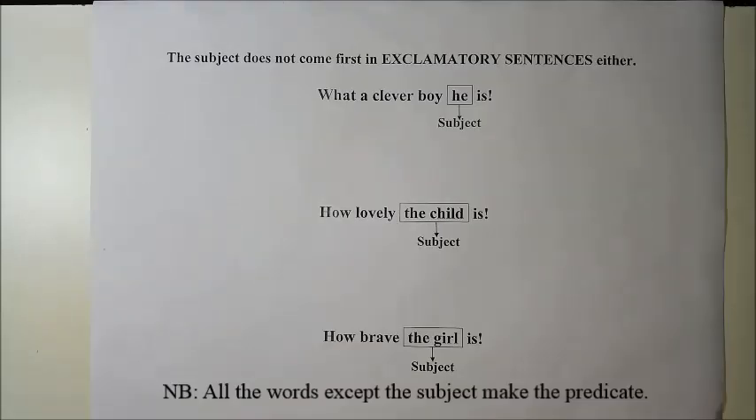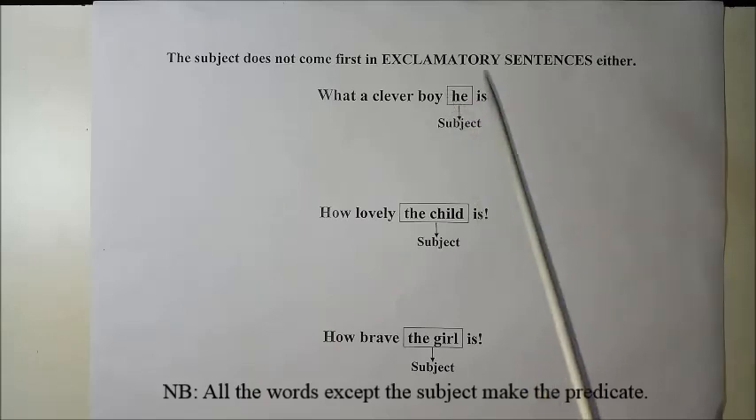Now come the exclamatory sentences. Exclamatory sentences are those sentences which express some sudden and strong feeling, like that of joy, sorrow, surprise, or contempt. In these types of sentences, the sentence doesn't start with the subject. See, in this example, "What a clever boy he is." The subject is "he", and the sentence doesn't start with the subject "he".